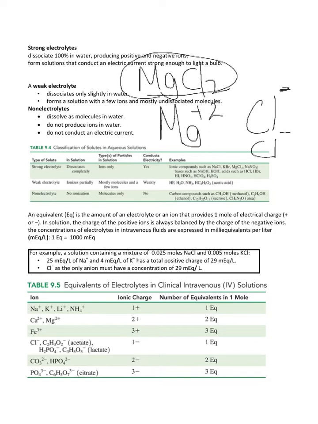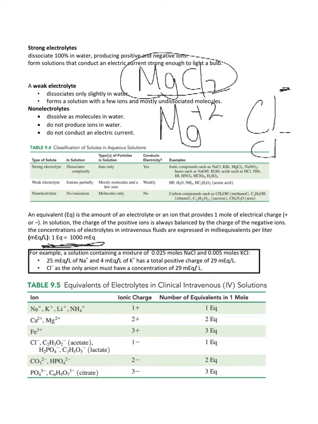One equivalent is equal to 1,000 milliequivalents. Okay, and this is one of those conversion factors that I asked you to know way back at the beginning of the semester. Remember that I asked you to know milli, centi, and kilo. So this is the same thing, right? 1 equivalent is equal to 1,000 milliequivalents.